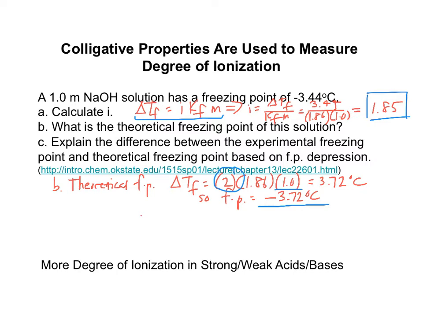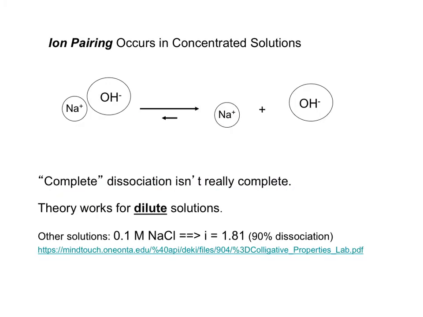completely dissociate in solution. Experiments show that other solutions such as 0.1 molar sodium chloride has an i value of 1.81. That means 90% of the sodium chloride dissociated in ions. In concentrated solutions, ions are closer together, so ion pairing occurs. These observations tell us that complete dissociation really isn't complete.